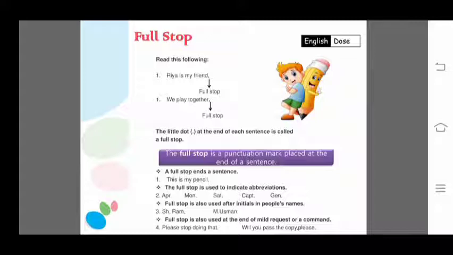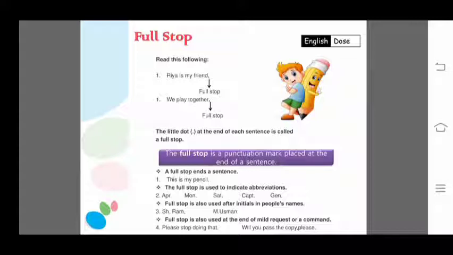Now, the fourth rule. What is the fourth use of a full stop? A full stop is also used at the end of a mild request or command. Mild request means polite request. Whenever we request politely or whenever we give a command, at the end of the polite request or at the end of the command, we place the full stop.